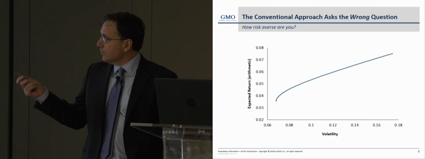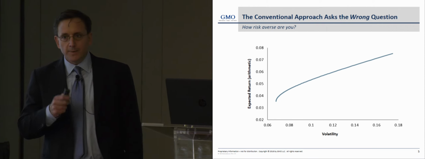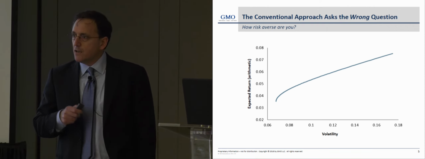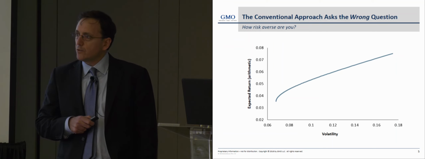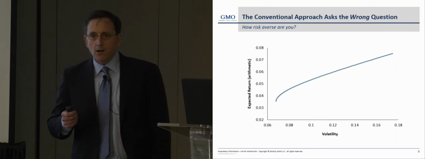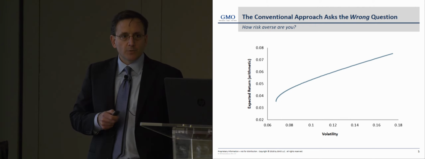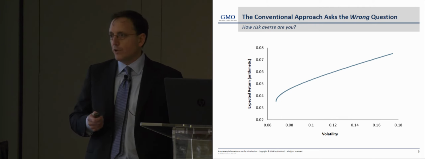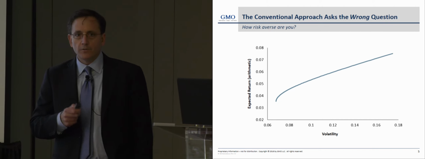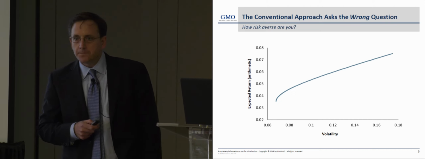So on the graph here, we have the standard efficient frontier, expected return on the vertical axis, volatility of returns on the horizontal axis. Now, the line here is the set of efficient portfolios. These are the portfolios that maximize expected return for a given level of volatility.